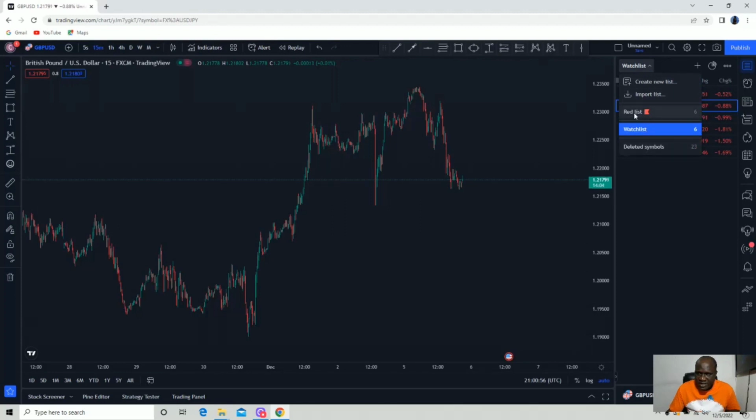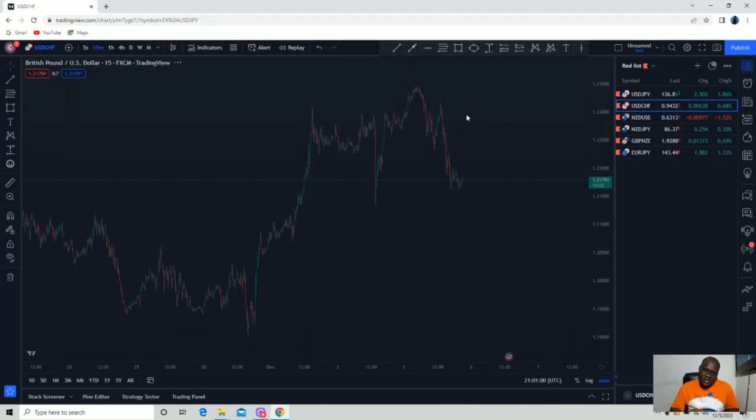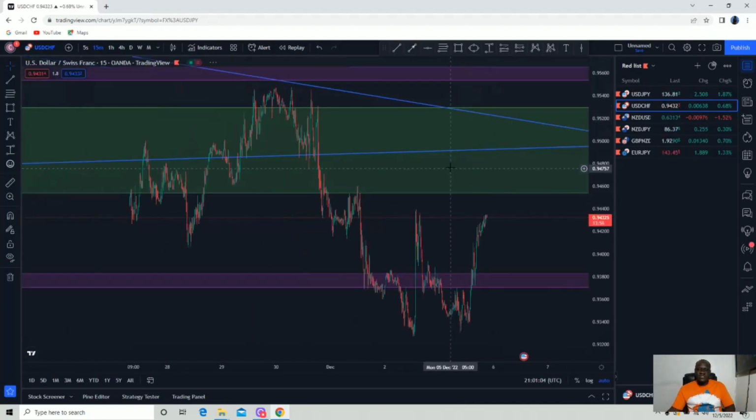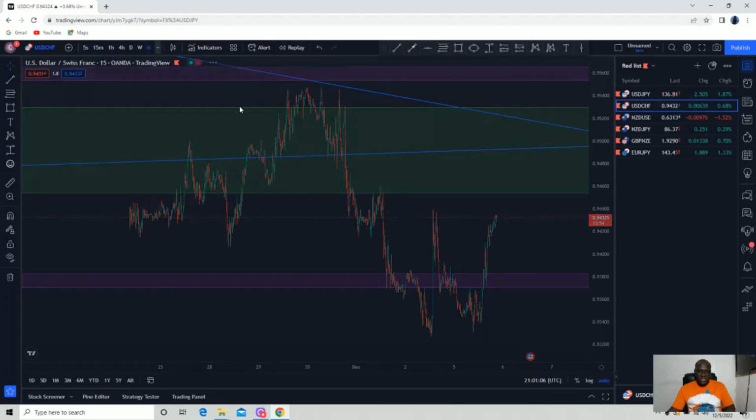Let's check my red list and see. Okay, I think I did a fresh technical analysis on USD CHF. Let's go to the monthly time frame and see how I did it.